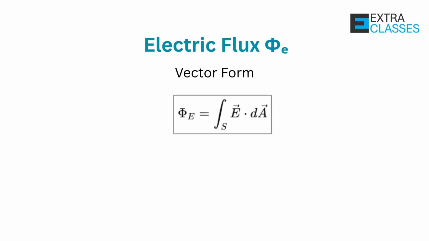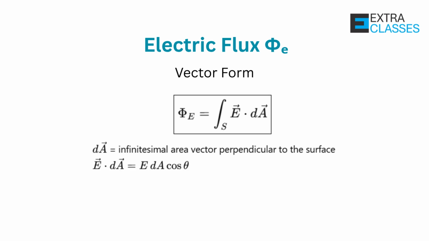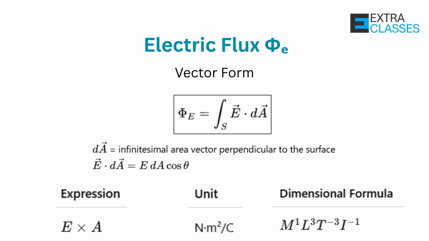The vector form of the electric flux through any surface S is given by the surface integral. Here, dA is the infinitesimal area vector, perpendicular to the surface. And E dot dA is E dA cos theta. This is the expression, unit, and the dimensional formula for electric flux.